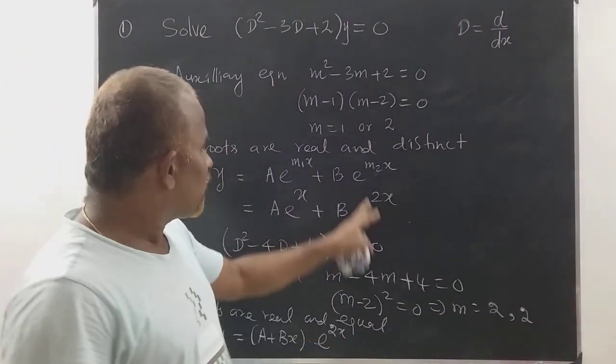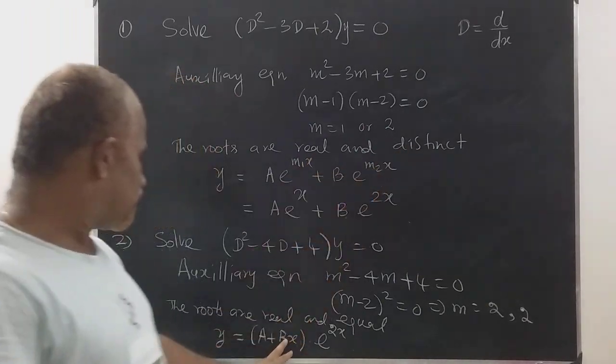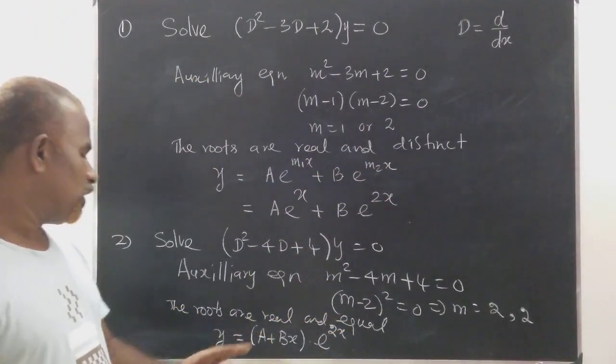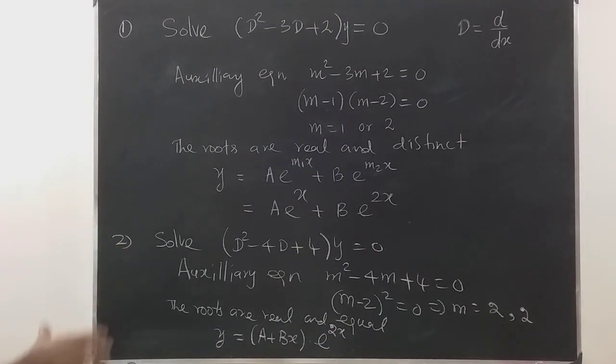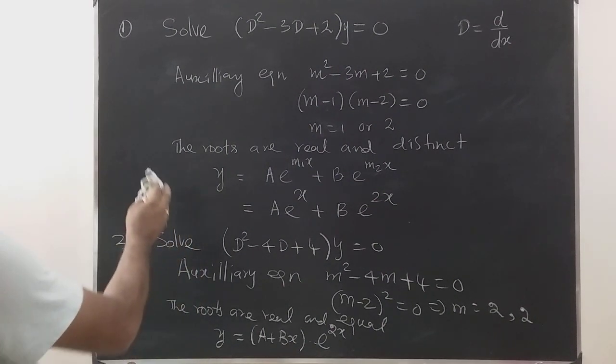So in the first problem the roots are real and distinct. Here the roots are real and equal. Then the next sum will be where the roots are imaginary. What will happen?